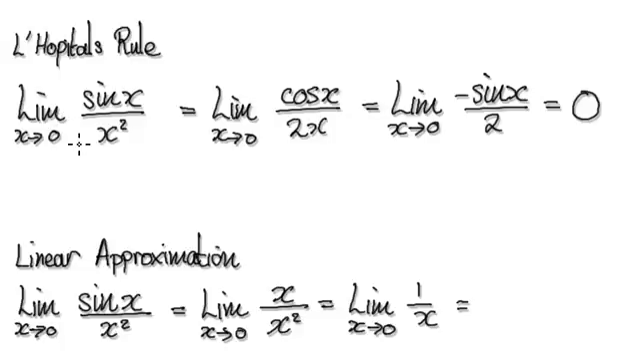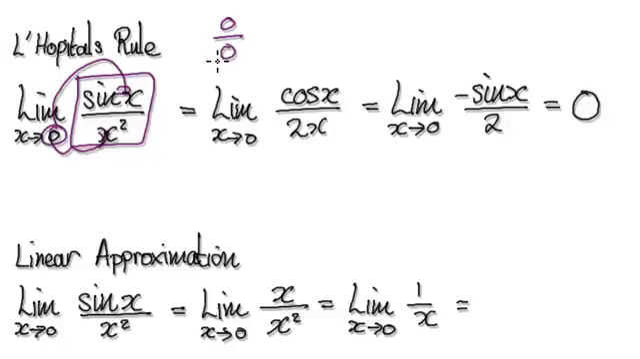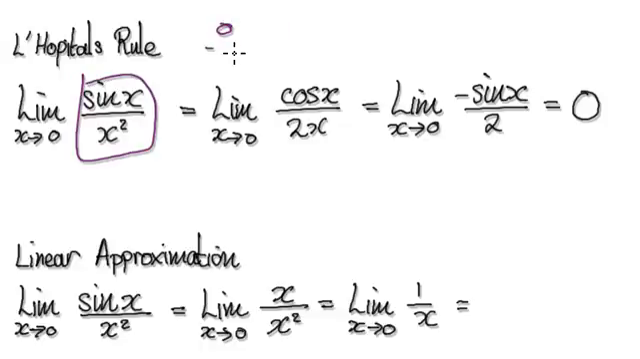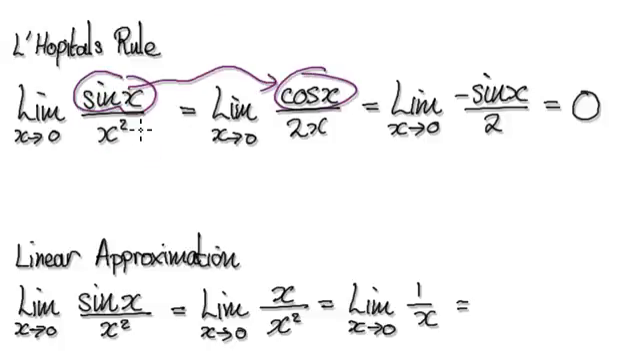Okay, so the mistake here is you should always check first. If you plug 0 into here, you're going to get 0 over 0. Then and only then can you apply L'Hopital's rule, or if you get infinity over infinity. Here we've got 0 over 0, so you can apply L'Hopital's rule. Differentiate this, that will then give you this. Differentiate this, that will then give you this.